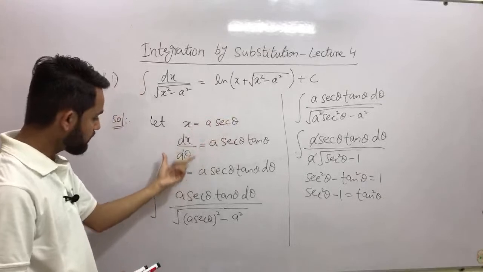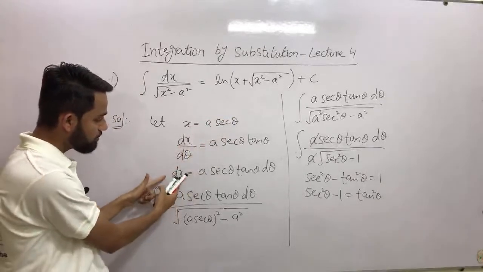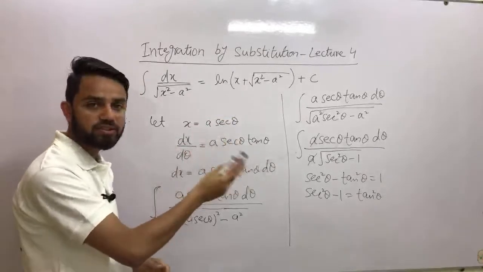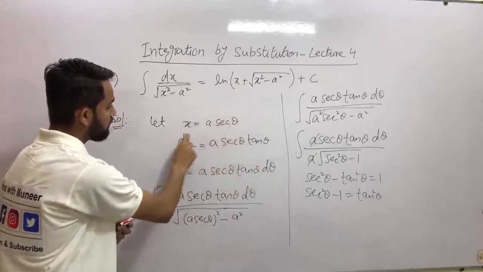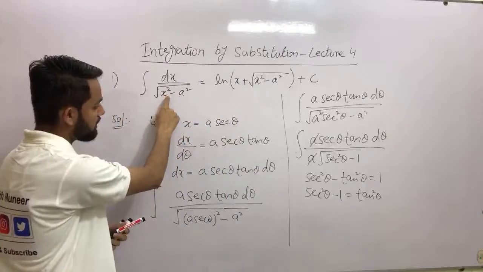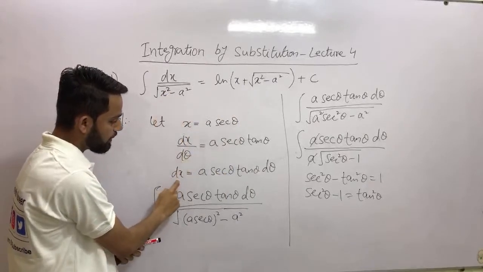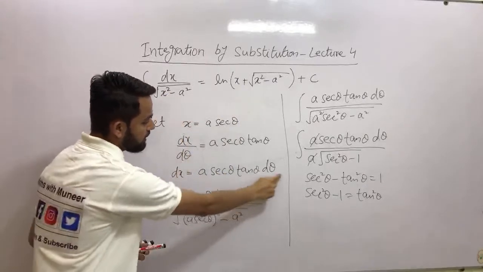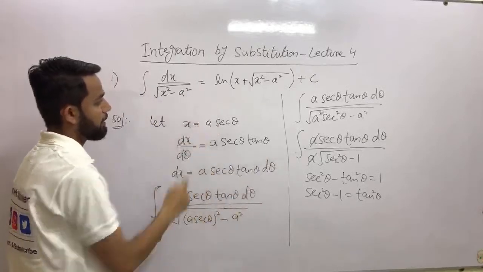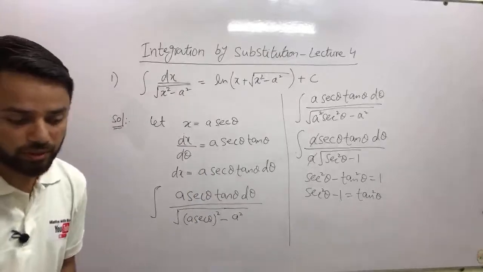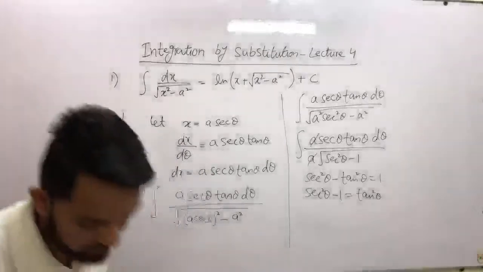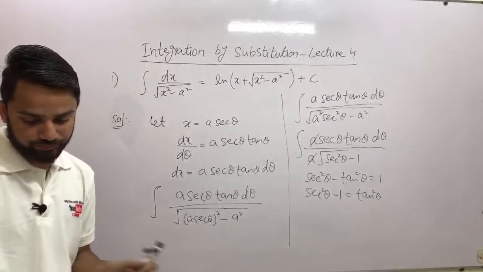Once you have taken the derivative, you have to make sure that x and theta are on separate sides. Now you are going to plug in this value x equals a secant theta into this integral, and also replace dx with this whole thing over here. Are you clear till here? Please let me know in the comments, and let me see if you guys missed anything.